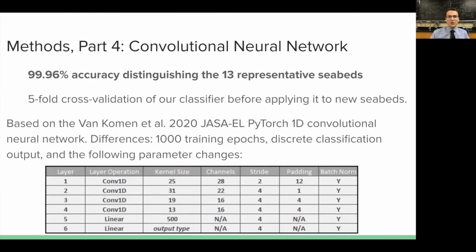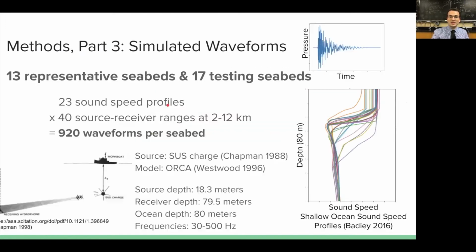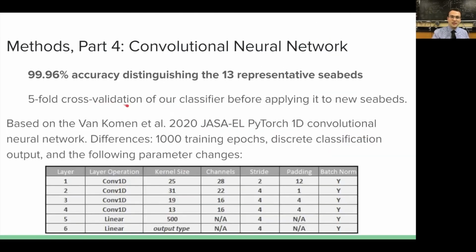And overall, it has about 100% accuracy in distinguishing our distinct seabed types. These 13 representative seabeds, we can very well distinguish from each other with 5-fold cross-validation of our classifier. And so we know that our classifier can learn something. It can distinguish these 13 seabed types. So that's sort of a traditional classification problem: look at these 13 types, see whether we can distinguish them from each other.